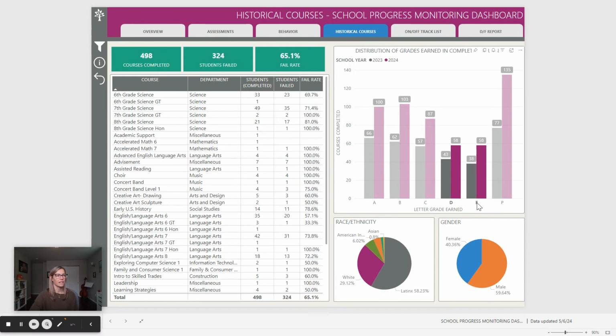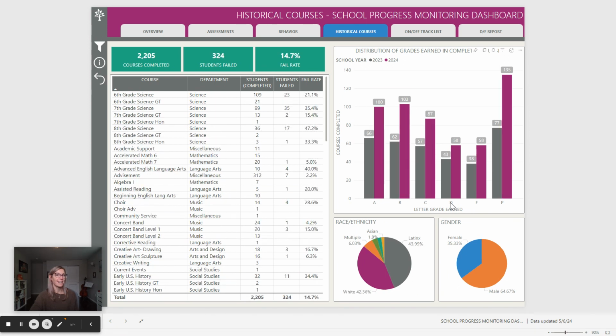And again, if I select the D and F, I can see that the male and female distribution is the same as it was for all of those grades. So I'm noticing that students of color are needing more support than they are maybe receiving, but the male and female seems to be pretty proportional to what I would expect.